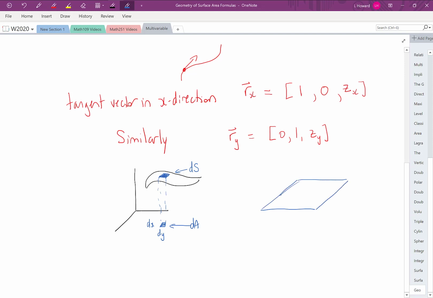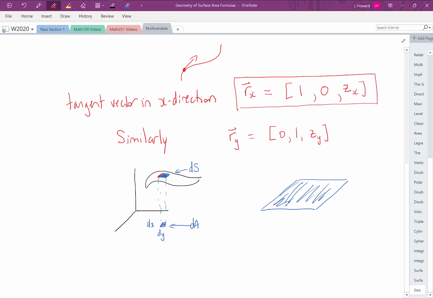Let's see if we can figure out what the side lengths of this parallelogram should be. If we think in the X direction first, let's think about what that side length should be. Our tangent vector in the X direction is going to help us with this, because the tangent vector represents the positional change that's happening in space if we were to take a full step in the X direction, so a step of 1 unit in the X direction. But we're not taking a step of 1 unit. We're actually taking a step of just dx units, a tiny little step in the X direction.